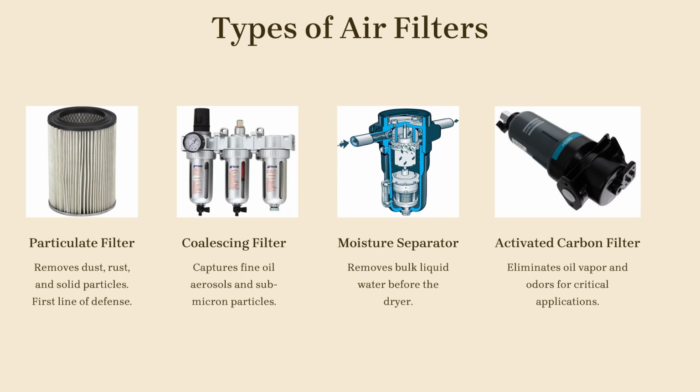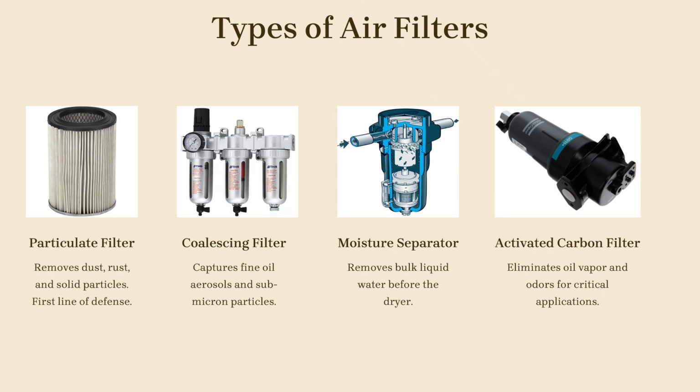Different contaminants require different types of filters. No single filter can effectively remove every impurity. Particulate filters are designed to remove dust, dirt, and rust particles. Coalescing filters remove oil aerosols and fine liquid droplets. Moisture separators handle bulk water removal, while activated carbon filters remove oil vapor and odors.